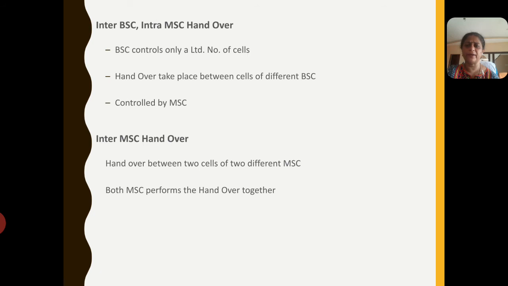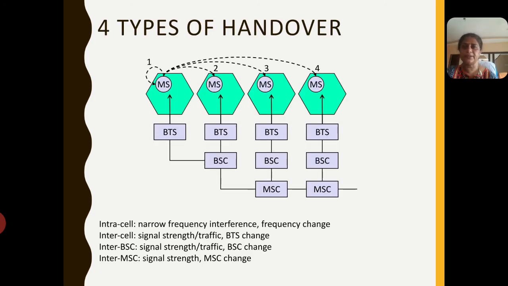So, these are the four different kinds of handover which is illustrated in this picture. You can see that the first handover takes place within a particular hexagonally shaped cell, which comes under the control of a single BTS, and a second type takes place between two different cells, between two different BTS, but under the control of a single BSC, and the third type of handover takes place between two different cells which come under the control of two different BSCs, and this handover is controlled by the common MSC.